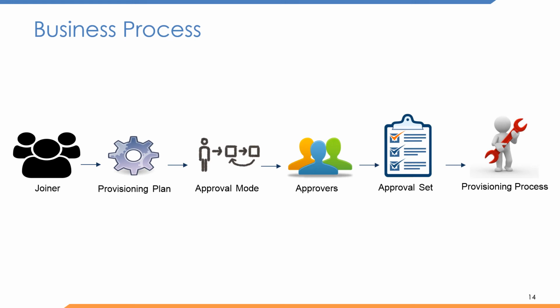Approvers will make an approval set for the identity. In the provisioning process, we choose a sub-process called LCM provisioning to do the provisioning. LCM provisioning will evaluate the provisioning project and approval set for the entire request. Then it uses the approve and provisioning sub-process for the purpose of approval and provisioning.